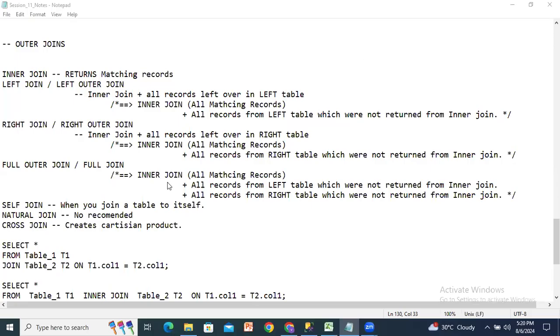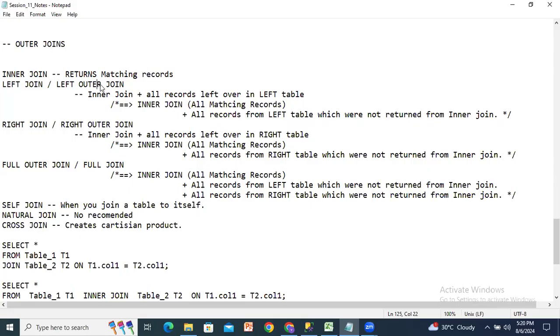Hello guys. Today we will discuss the joins concept in our SQL series. Let's first discuss what a join is and the types of joins. We will also discuss the outer joins.